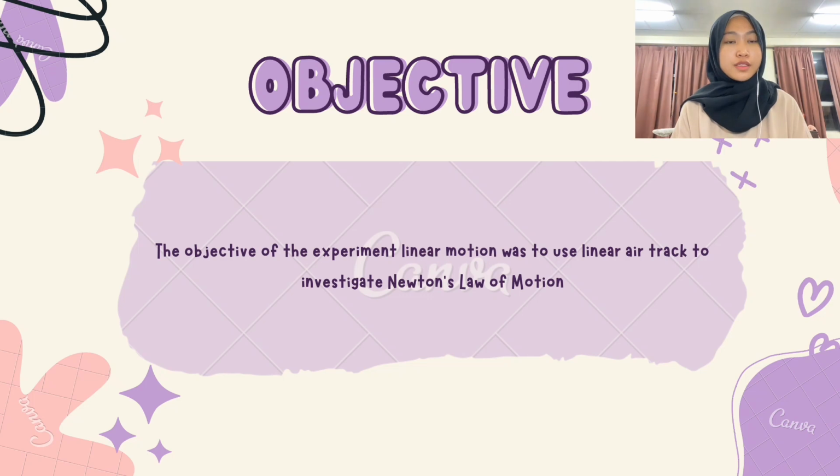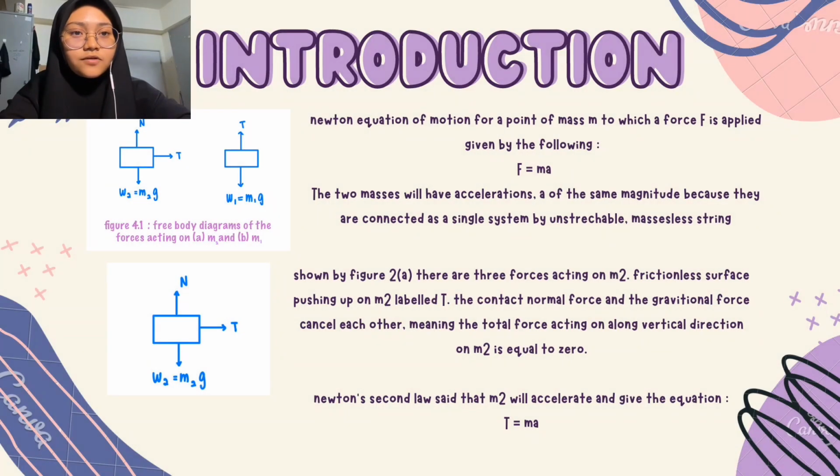The objective of this experiment is to use a linear air track to investigate Newton's laws of motion. Introduction to experimental linear motion: Newton's equation of motion for a point of mass m to which a force F is applied is given by F equals ma.